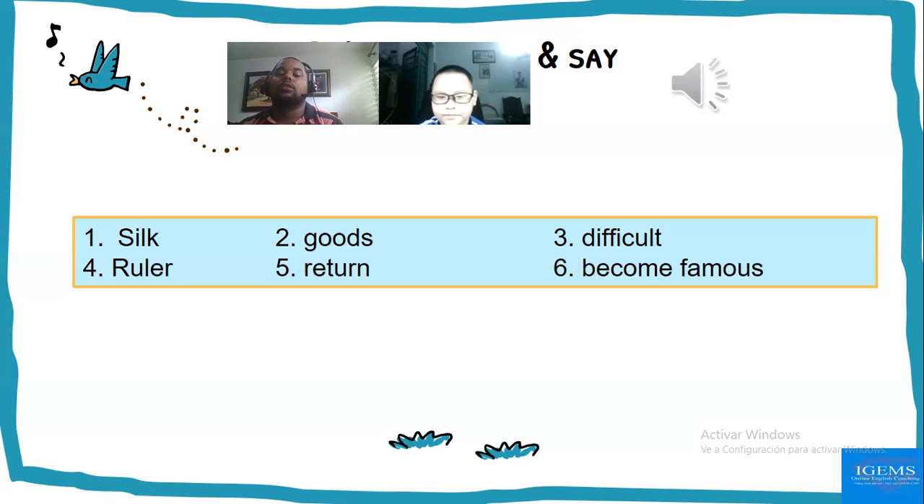So number 2, goods. Goods. Number 3, trade, that's right, correct. Number 4, ruler. Fantastic, ruler. Number 5, return. Number 6, become famous. All right.